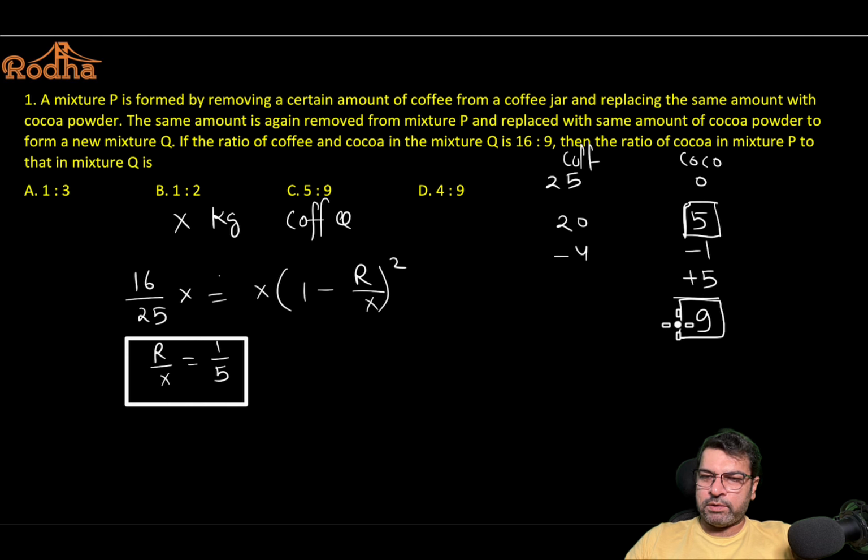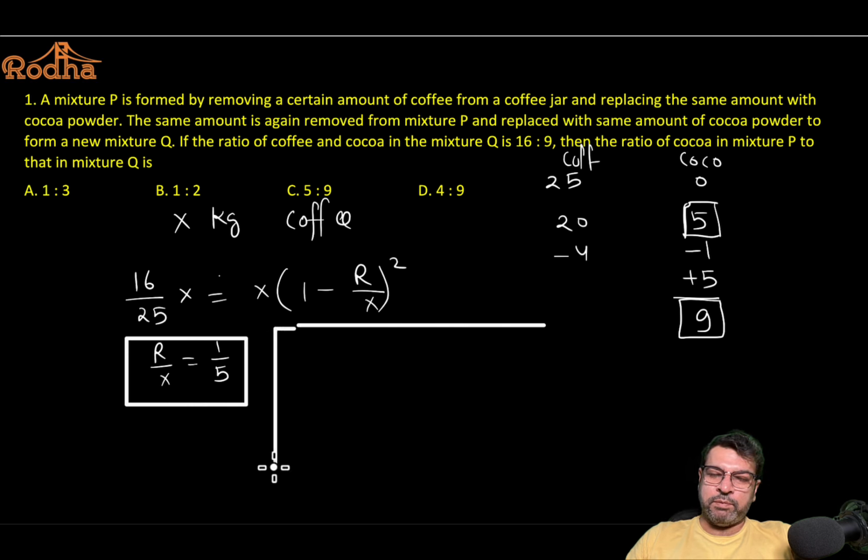उससे फर्क ही नहीं पड़ता है बस. आप इसके बिना भी कर सकते थे. You can just think on this part. इसको छोड़ ही दो. That initially coffee is 25. जैसे हमने example में किया था. Coffee पे सोचो बस. Coffee is initially 25.